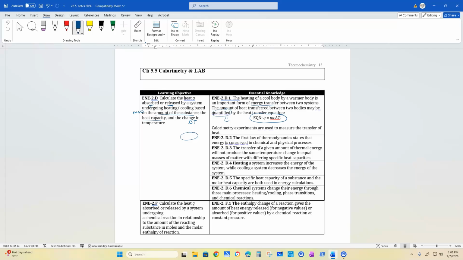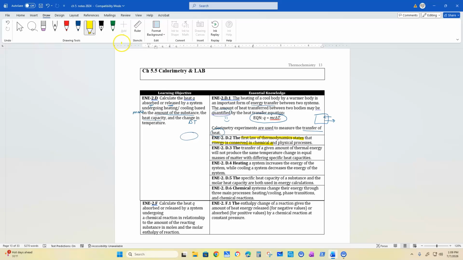Calorimetry experiments are used to measure heat transfer. So we've got to know, is heat coming in or is heat coming out? That's the purpose of calorimetry. That's how we can measure it. The first law of thermodynamics, which we know by now, is that energy is conserved in a physical or chemical process. So remember, you can't gain or lose it, but you can transfer it, but it has to be constant in the end.